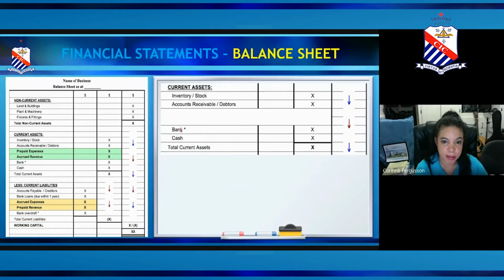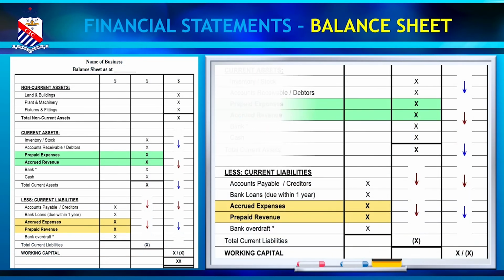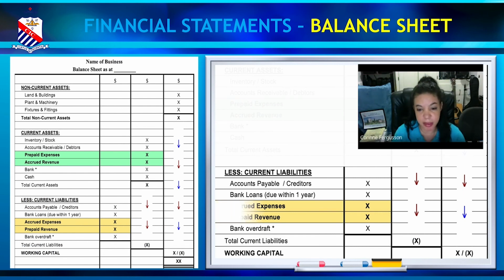So you remember, you would have learned it in this order: I ate baked chicken. So inventory, then accounts receivable, then bank, then cash. But if you have any accrued revenue and prepaid expenses that need to go in, they are going to have to come after your accounts receivable. And then you will continue with your bank and your cash. Good? And then for the current liabilities, it's the same thing. You're accustomed to the accounts payable and any bank loans due within 1 year, and the bank overdraft if there is any bank overdraft.